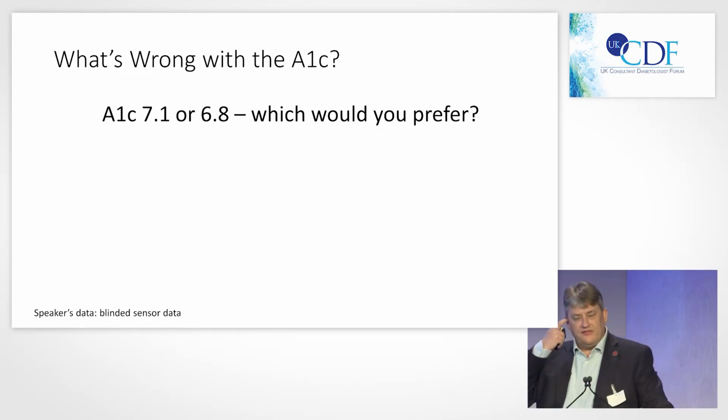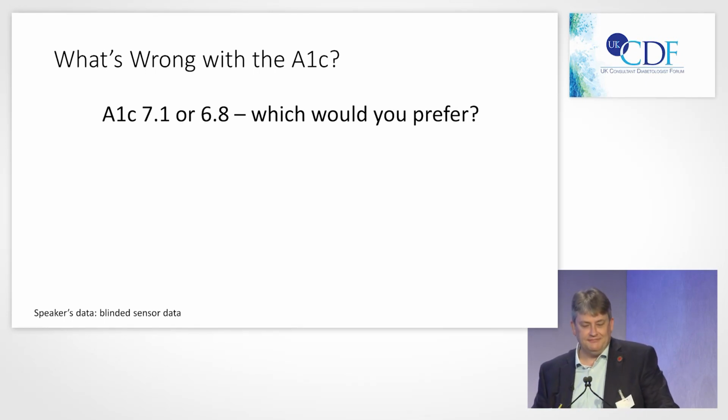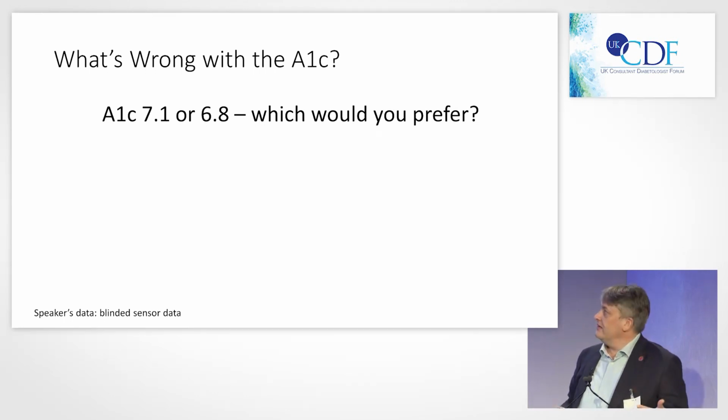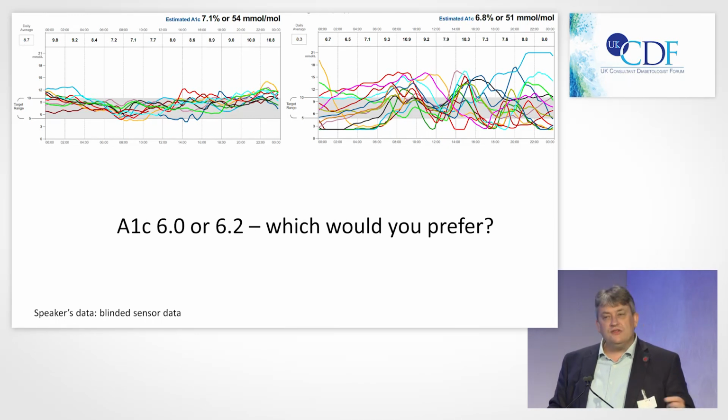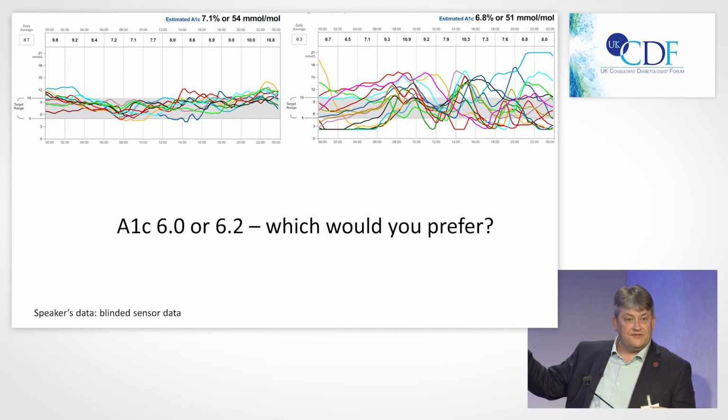So this is a favourite slide of mine, which I think destroys our practice for the last 20 years. If a patient asks you a question, which is better, a hemoglobin A1C of 7.1 or 6.8, what's the answer? The traditional answer, obviously, is 6.8. But the challenge with that statement is that we don't see the entirety of someone's glucose experience through the A1C. The person on the left has an A1C of 7.1. The person on the right has an A1C of 6.8. But none of us in this room would want to be the person on the right, would we?